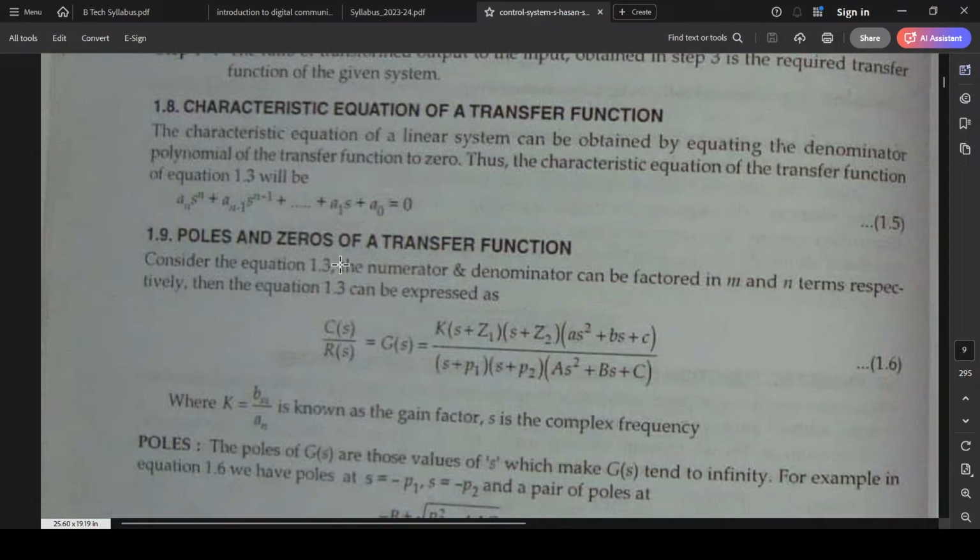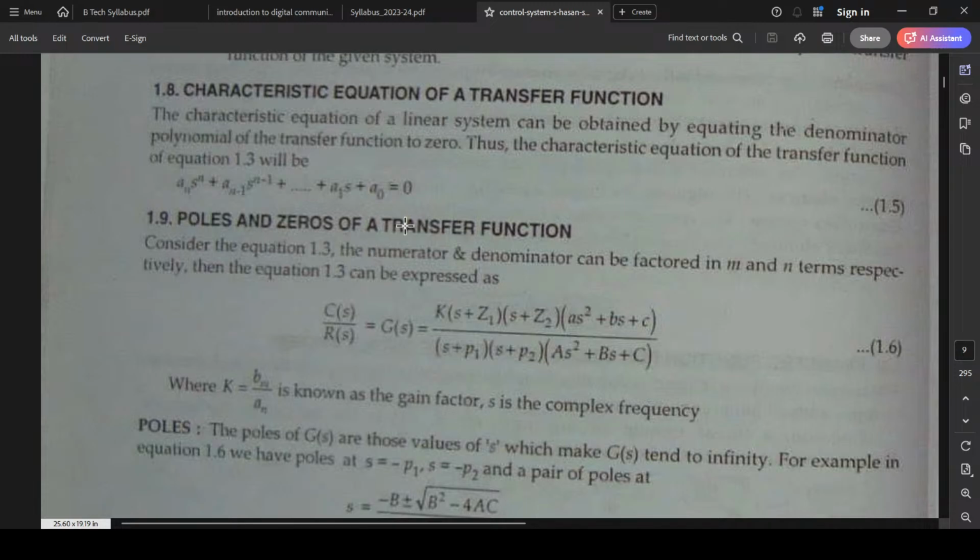Next is poles and zeros. Consider the same equation 1.3. This one, C(s)/R(s), was G(s). So C(s)/R(s) was b_m s^m till b_0 upon a_n s^n till a_0. Okay. The numerator and denominator can be factored into m and n terms respectively.